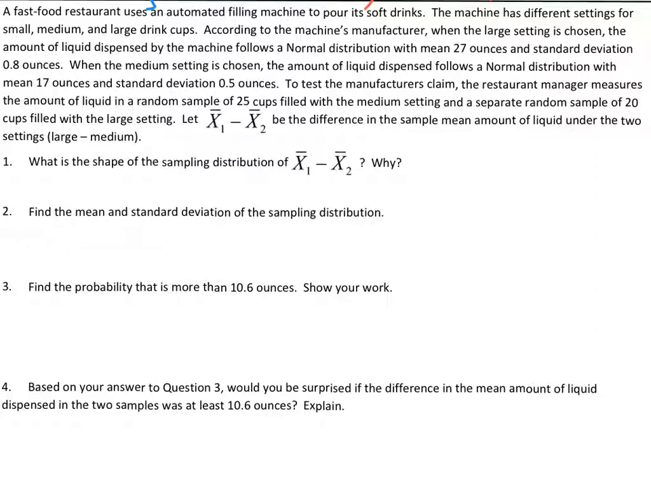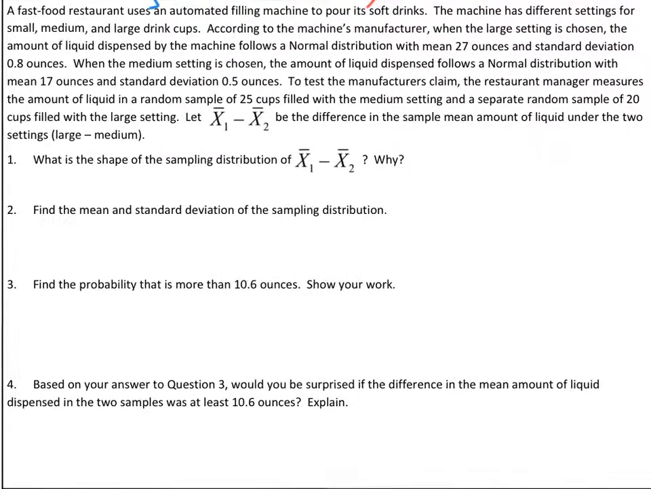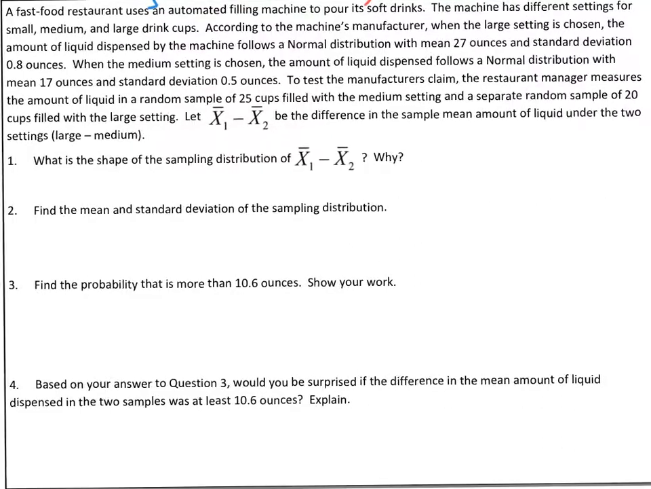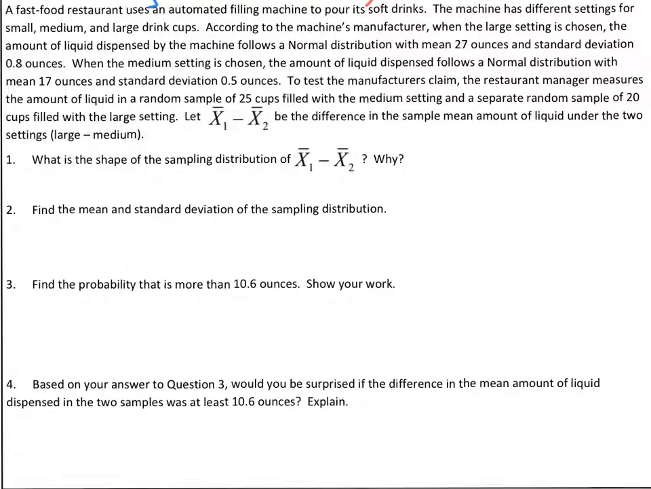All right, new context here, same idea though. We're building towards a normal CDF, okay? So you've got these two different settings that are filling soft drinks at a restaurant. The large should be 27. I think it says the medium or the small. Yeah, medium is the 17.